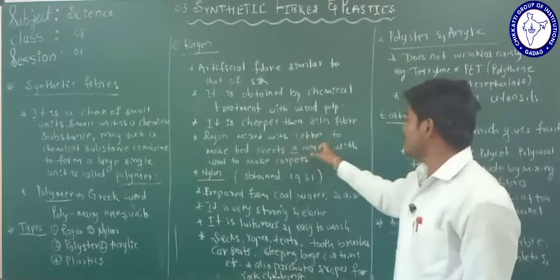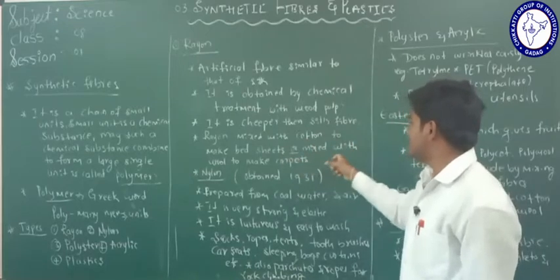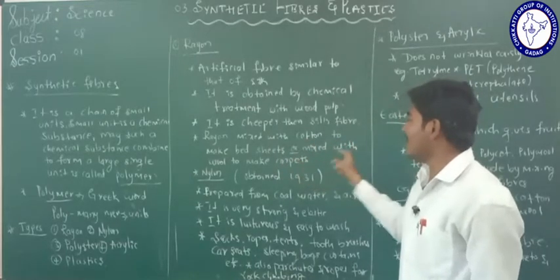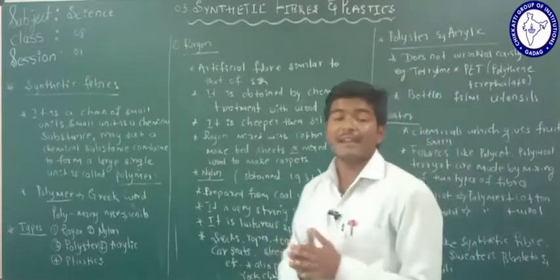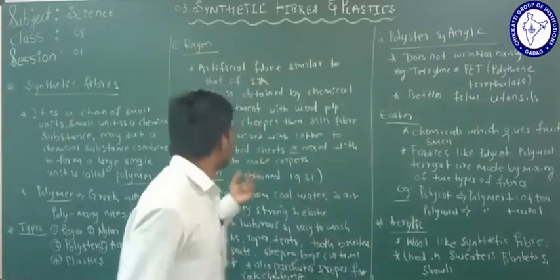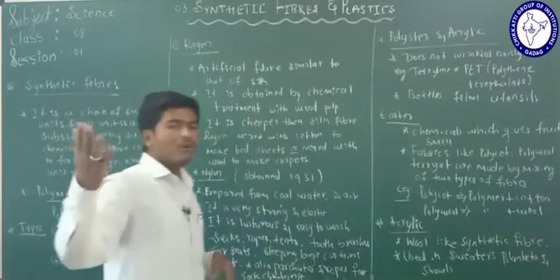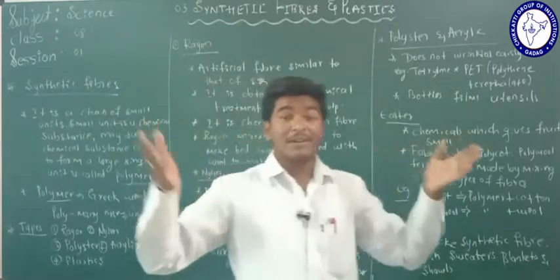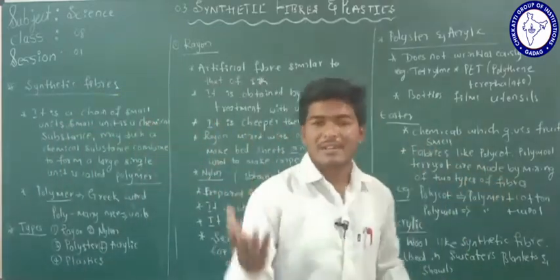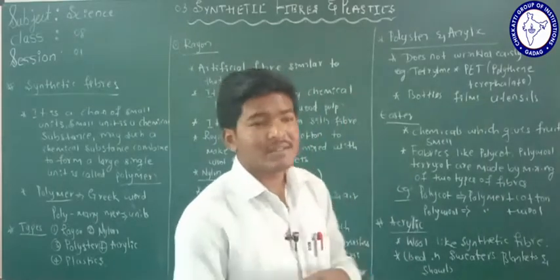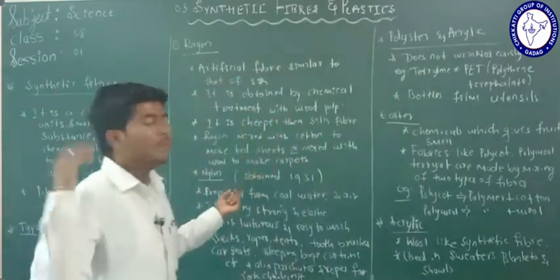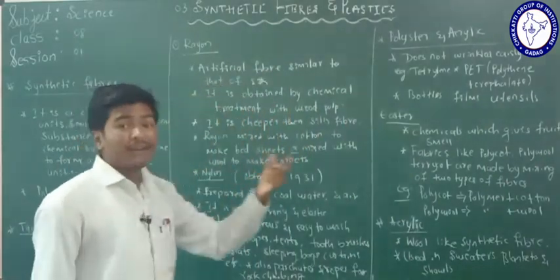Rayon is mixed with cotton to make bed sheets, and mixed with wool to make carpets. In which items are we going to use this rayon? Rayon is mixed with cotton to make bed sheets. In your home you are using some shiny bed sheets, isn't it? In those shiny bed sheets, the cotton is mixed with rayon to make bed sheets.